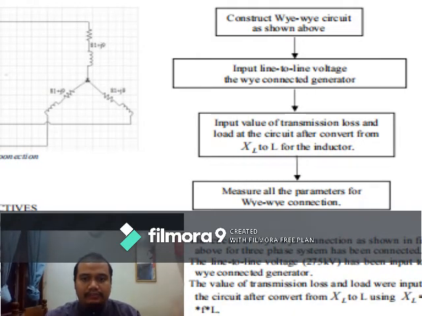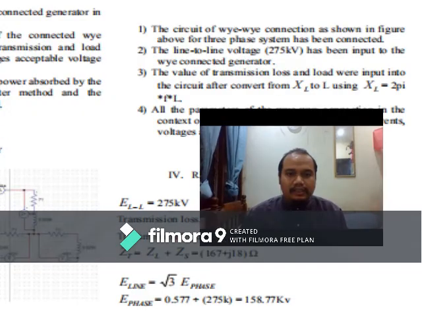As you can see in my report, input the line-to-line voltage and Y-connected generator, input the values of transmission loss and load at the circuit after converting from XL to L, the inductor. Measure all the parameters for the YY connection. At the circuit and YY connection, as shown, we got the three-phase system connected.